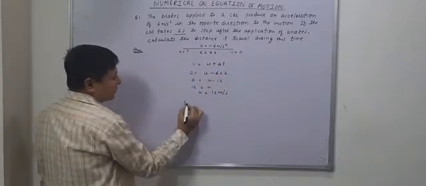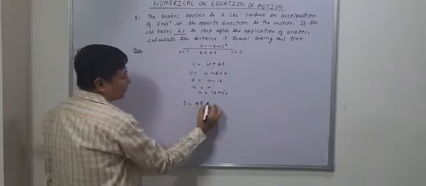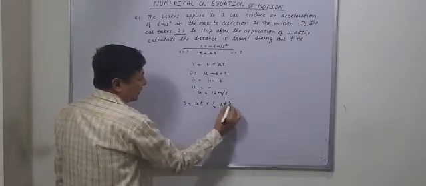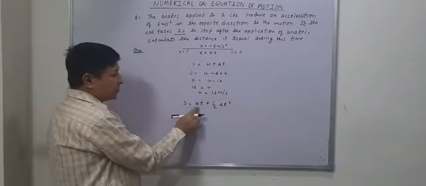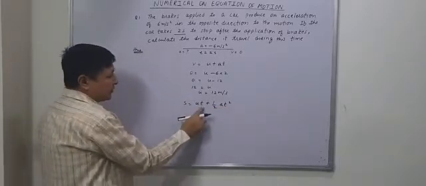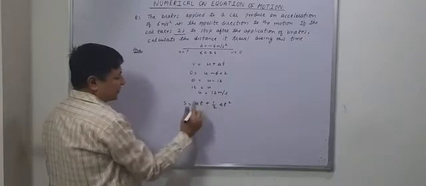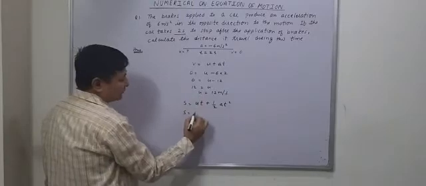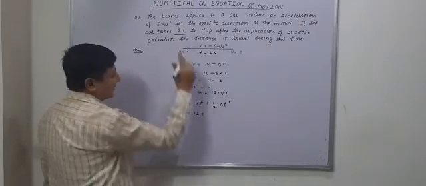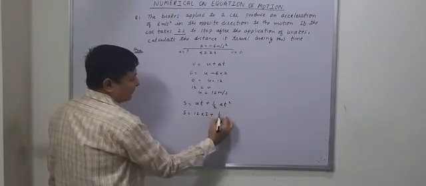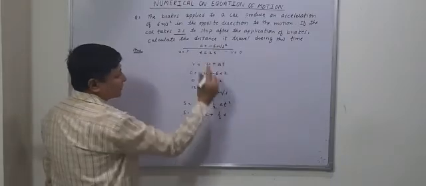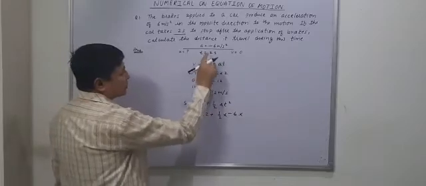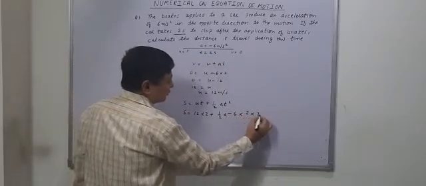Now we'll use the second equation of motion, s equals ut plus half at square, where s denotes distance, u denotes initial velocity, t denotes time, a denotes acceleration. Let us solve this. U we have calculated, that is 12, time is 2 seconds, plus half, acceleration is minus 6 meter per second square, and time t square. So t is 2, so it will become 2 into 2.